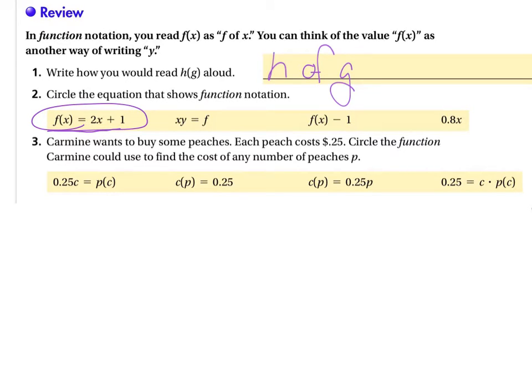On to question 3. Carmine wants to buy some peaches. Each peach costs 25 cents. Circle the function Carmine could use to find the cost of any number of peaches. Since we want the cost of peaches, we want the cost as a function of peaches. This is your correct answer. This one is not correct because there's no variable.